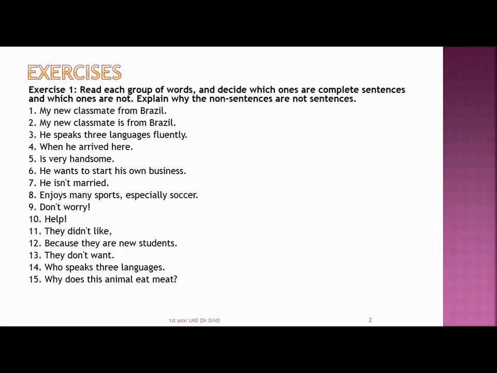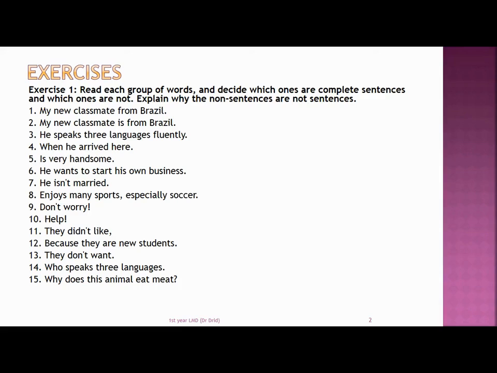He speaks 3 languages fluently. Where is the subject? He. Is there any predicate? Yes. Speaks 3 languages fluently. It starts with the verb speak. There is a subject and predicate. Now what about the meaning? The meaning is complete. So this is a sentence.